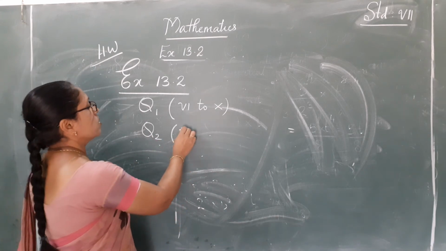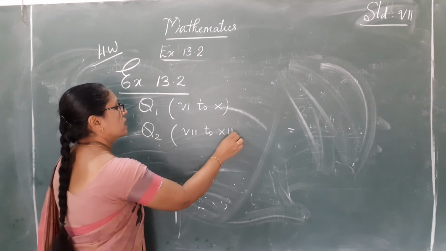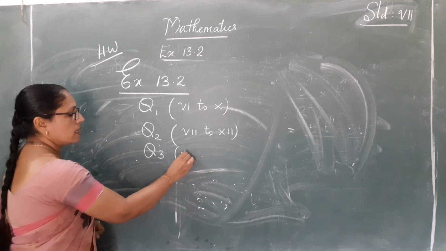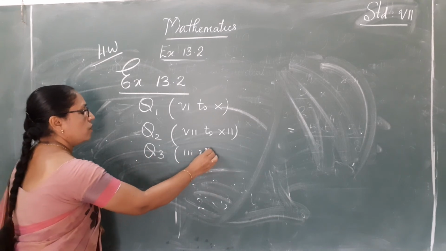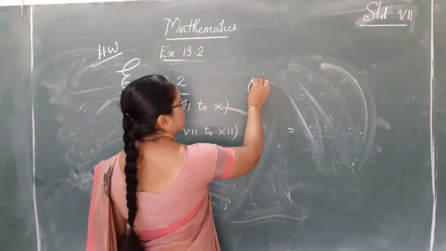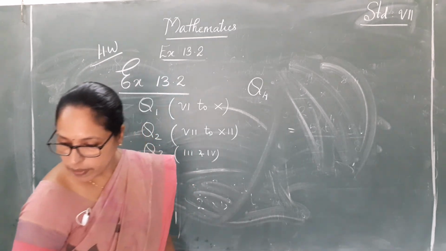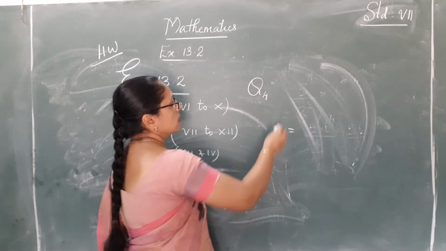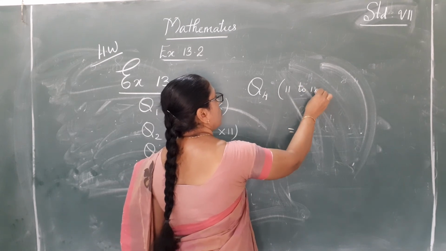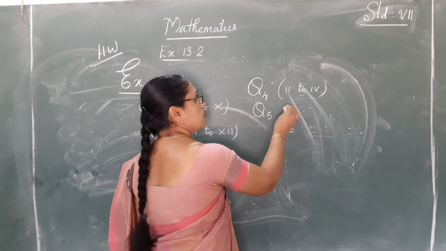Okay. Question 2 I did till 6th question. So 7th to 12th. Okay. Then question 3 I did 2 questions. So 3rd and 4th homework. Okay, question 4. I did one question. So second to fourth homework. And question 5, I did 2 questions.